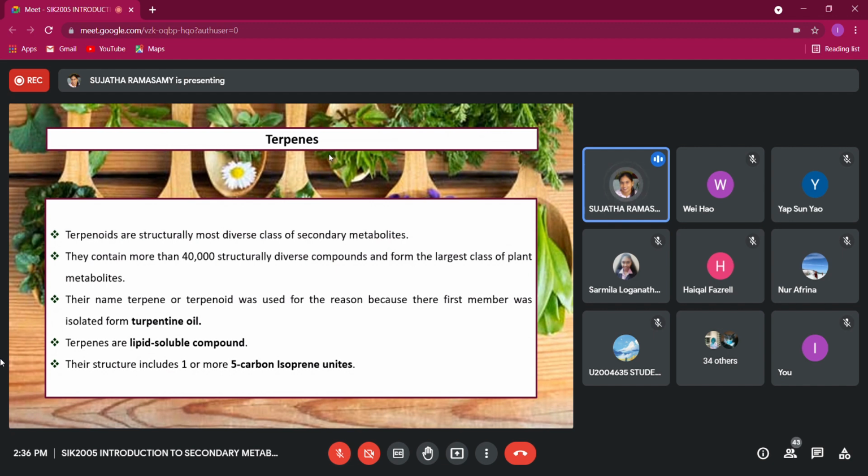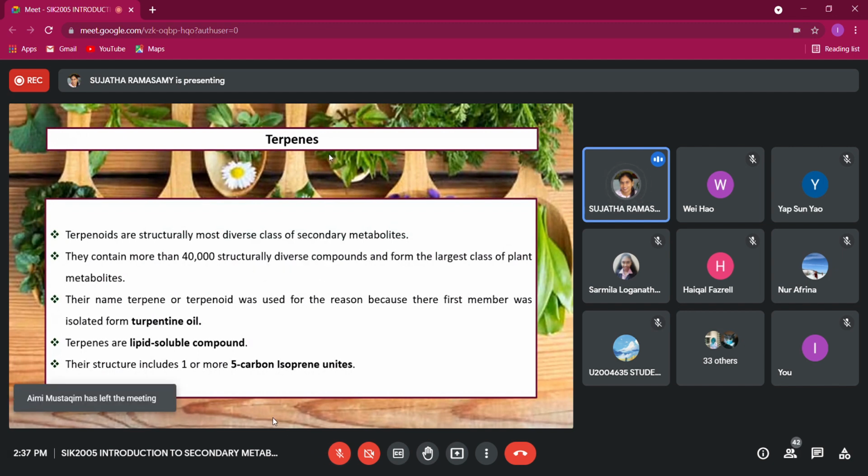Why do they call it terpene? The first terpene, or terpenoid, sometimes we say terpene or terpenoid, was isolated from turpentine oil. Isolated means you bring it out, you extract it out. Anyone know what is turpentine oil? Anyone? What do you know about turpentine oil?